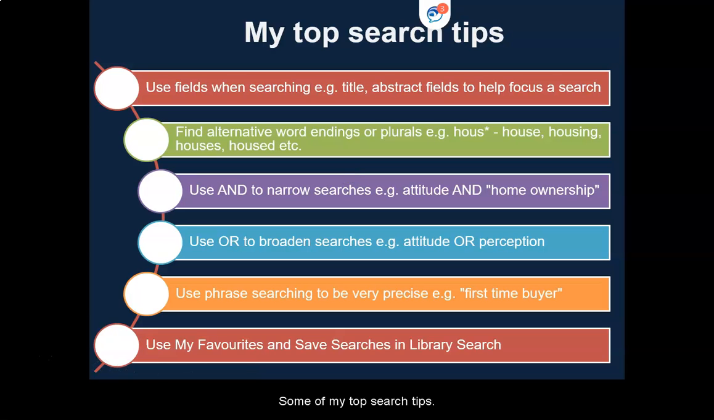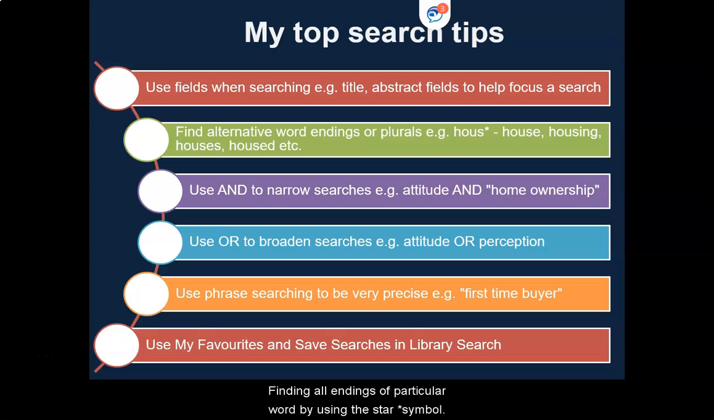Some of my top search tips. To focus your search and to find relevant information, you can use specific field searches, such as the title or abstract fields. This will restrict the searches to finding results where the keywords appear in the title or abstract. Field searching can be useful if you are finding too many hits or want to focus on a specific aspect of a topic. However, be careful that you don't restrict your search too far.